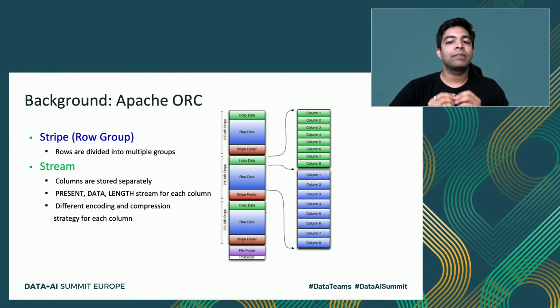Now, in order to better understand how we do these operations efficiently, it will be useful to have a quick recap of what an ORC file actually looks like. An ORC file consists of a group of rows, which is called row data, and they are referred to as stripes, along with auxiliary information that can be stored in the file footers. Within each stripe, we have several streams of each column, and each of these streams can have a different encoding and compression strategy. For instance, integers can be run length encoded, strings could be dictionary encoded, and so on.